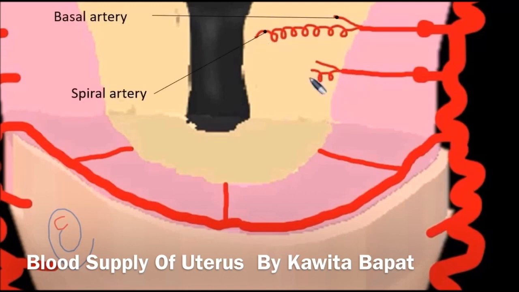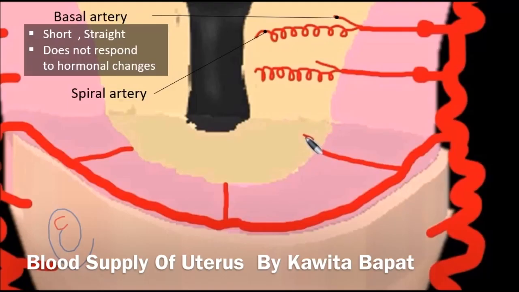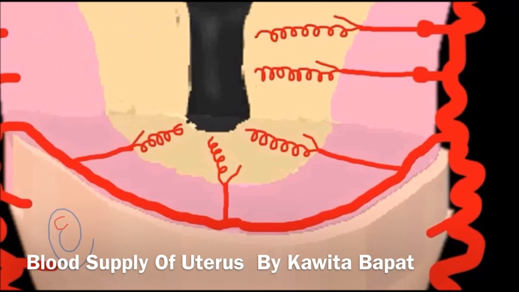The basal artery is basically a straight artery, short, and does not respond to the hormones. The other is the spiral artery. It is very long and convoluted, going up into the endometrium, and it responds to hormonal changes. So the spiral arteries are very important for any changes in the uterus, as well as for pregnancy. So this is the supply of the uterus. Thank you so much.